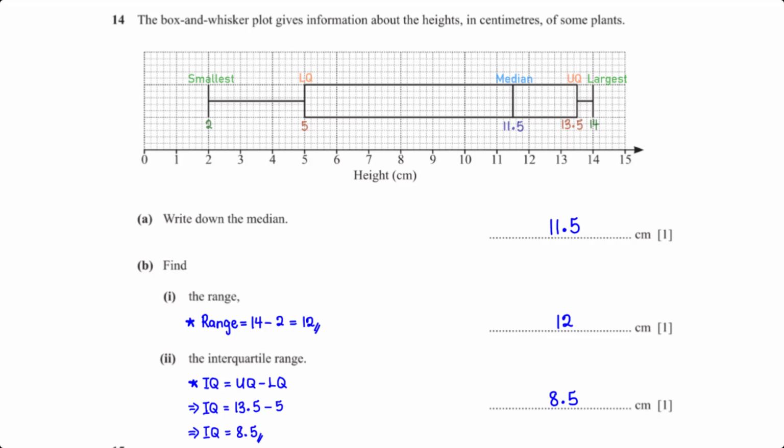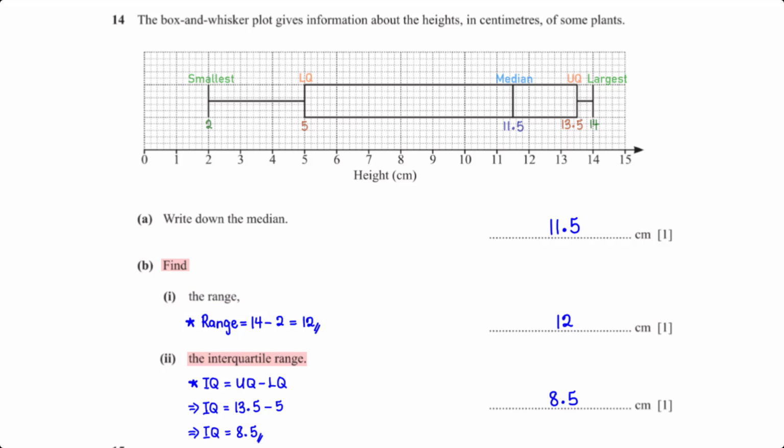The box and whisker plot gives information about the height in centimeters of some plants. Write down the median. The line in the box gives us the median, and that is 11.5 centimeters. Find the range. The range is equal to the largest height, which is 14 centimeters, minus the smallest height, which is 2 centimeters. 14 minus 2 gives us 12.